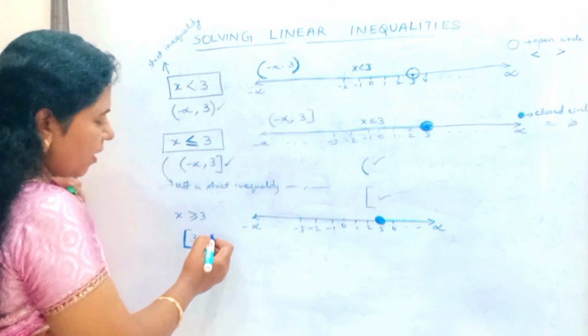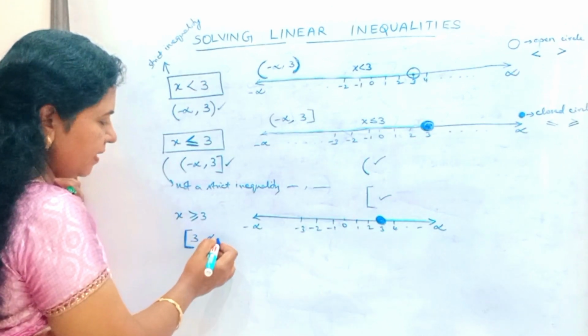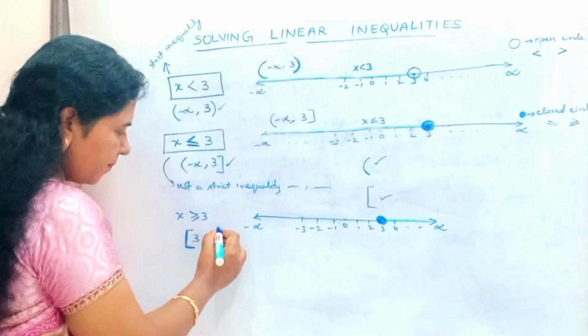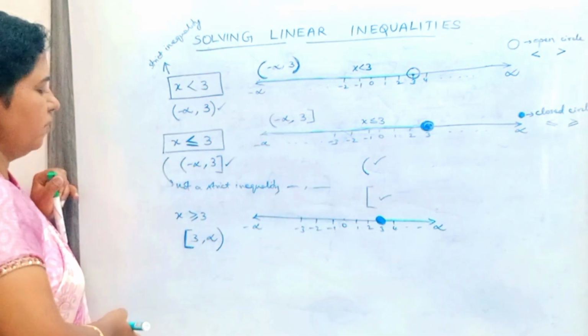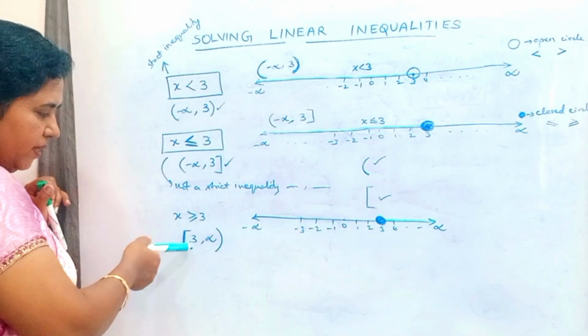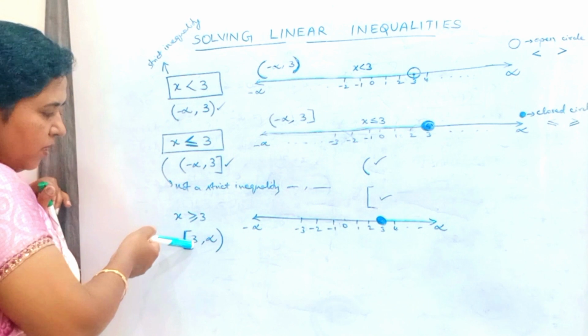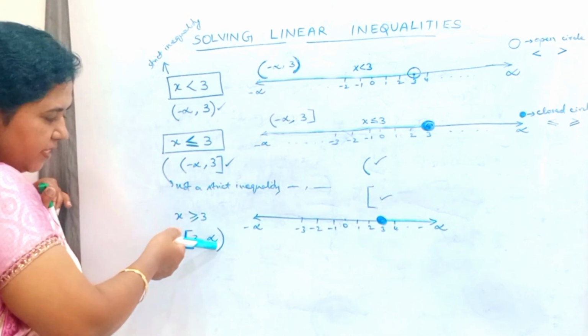Now coming to the next part, it is infinity. There it is not specified, so we can use this type of bracket, the parenthesis. So it is understood that the lower value is 3 and the upper value is infinity.